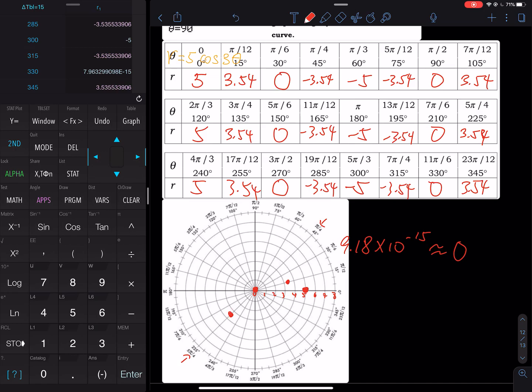And then 60 is negative 5, so 60 is here, right? Negative 60, then that will be right here. So negative 5, 1, 2, 3, 4, 5. And then I need to erase those dots because they are not necessary. And then 75 is 3.54. 75 degrees, so negative 1, negative 2, negative 3, and then a little bit more. And then 90 degrees is a 0.